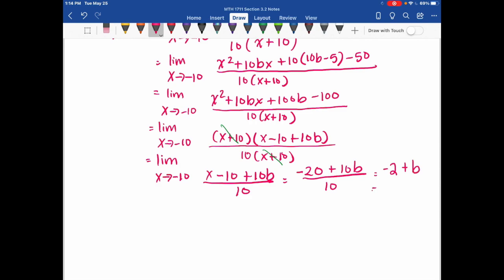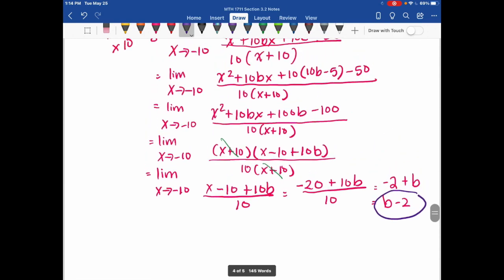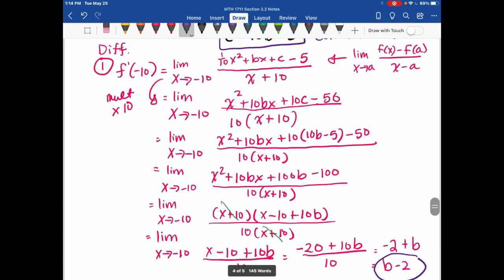And when I divide that out, that's going to give me negative 2 plus b, or you can write it as b minus 2, which is probably easier. Okay, so now we've got another equation. We've got b minus 2. So we're getting down to where we can solve for b and c. We're getting closer. That is just one side.